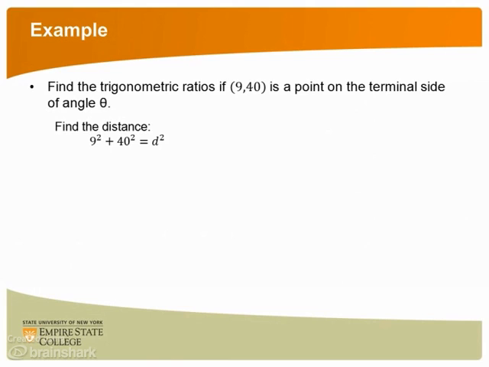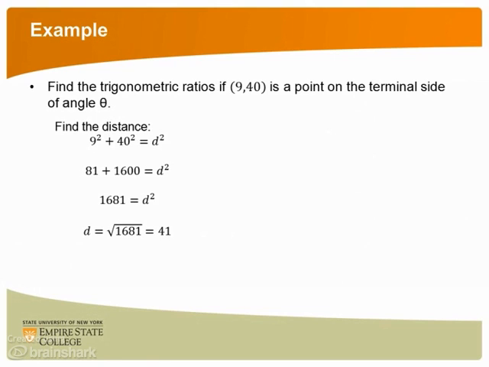Plugging in our values, we have 9 squared plus 40 squared equals d squared. Squaring our numbers, we have 81 plus 1600 equal to d squared. Combining leaves us with 1681 equal to d squared. We take the square root and find that our distance is 41.